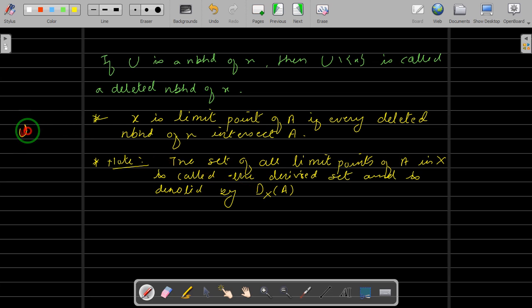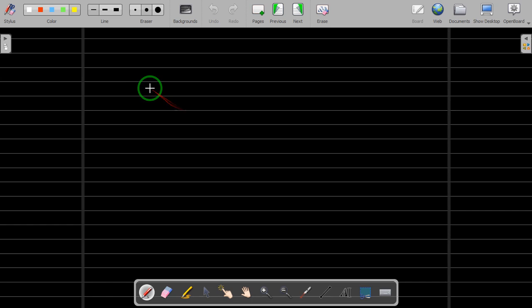If you remember, we have used the nomenclature closure of A in X. We are finding the closure of A in X. We have written interior of A in X. If you have not watched those videos, please go to the playlist and clear your doubts from those videos. So the set of all the limit points of a set A is called the derived set of A, and it is denoted by D(A) with suffix X, where X is the topological space. Let us take two examples in this video, and in the next video we will take another example.